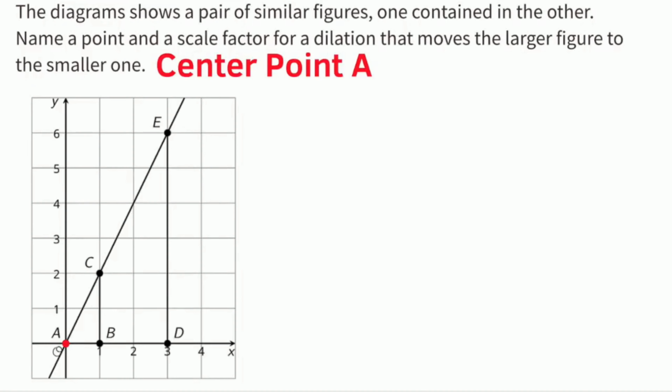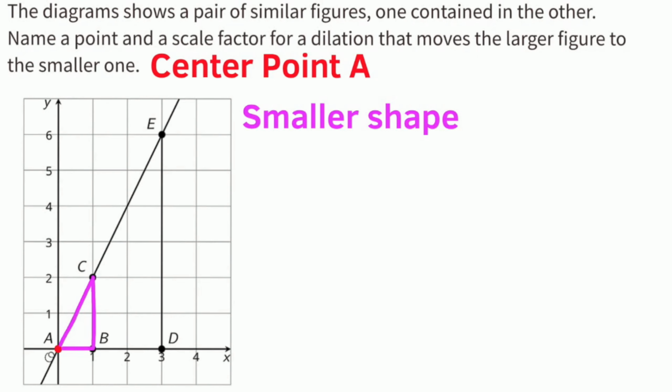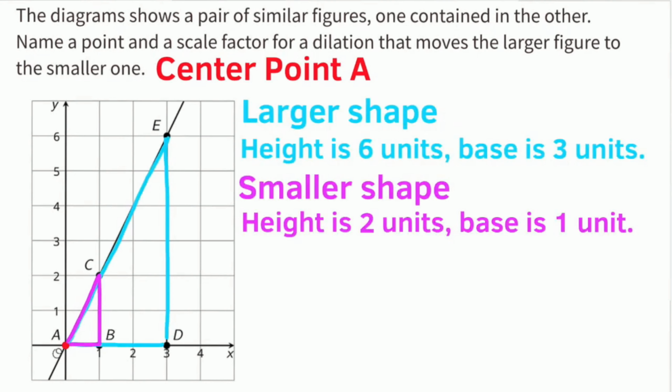In the lower left-hand corner of the graph, you'll see I've identified center point A. And here I've identified the larger figure by outlining it in blue. And here you can see I've outlined the smaller figure. The larger figure has a height of 6 units and a base of 3 units. And the smaller figure has a height of 2 units and a base of 1 unit.